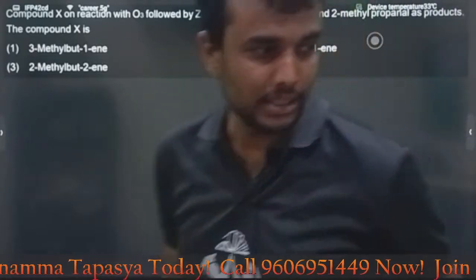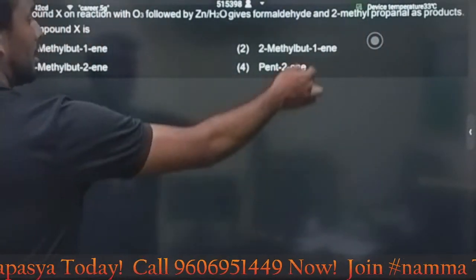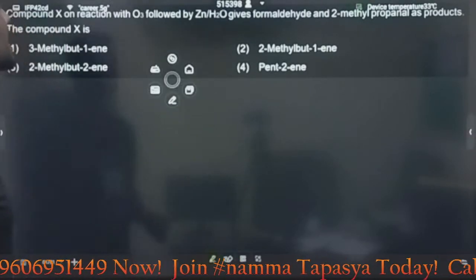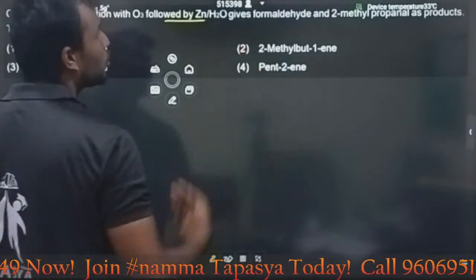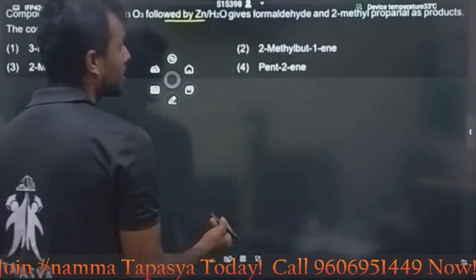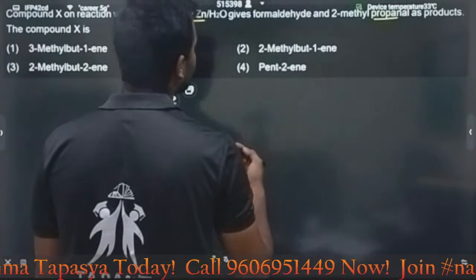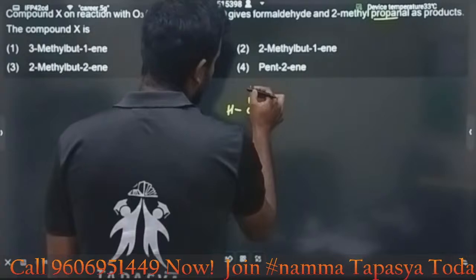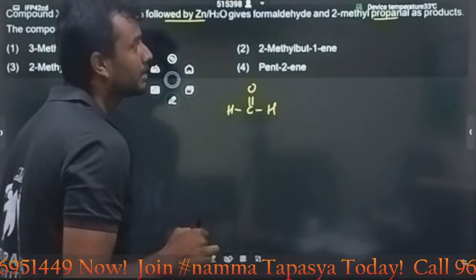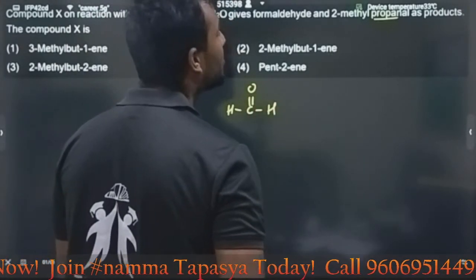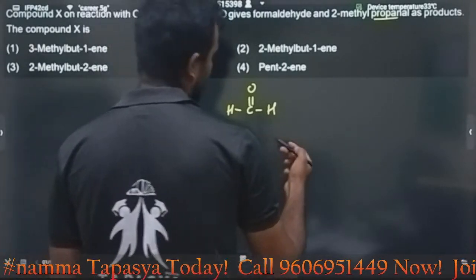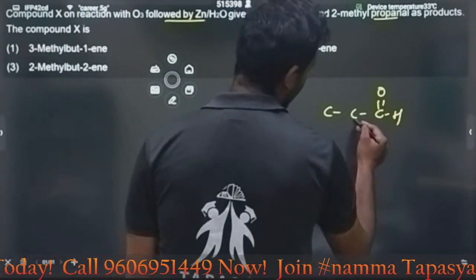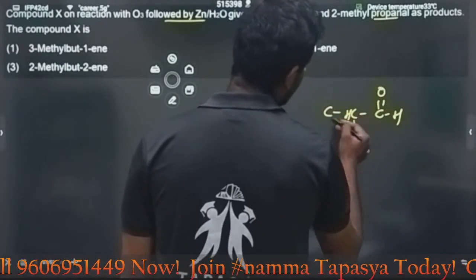Okay, ozonolysis concept. Look here, everyone. The question is, compound X on reaction with O3 followed by Zn/H2O gives formaldehyde and 2-methyl propanal. Let's write down the first structure. Both are aldehydes only. Here, first one is formaldehyde, HCHO. Clear? HCHO we are getting. Then 2-methyl propanal as a product. Propanal means 3 carbon. These are the structures.